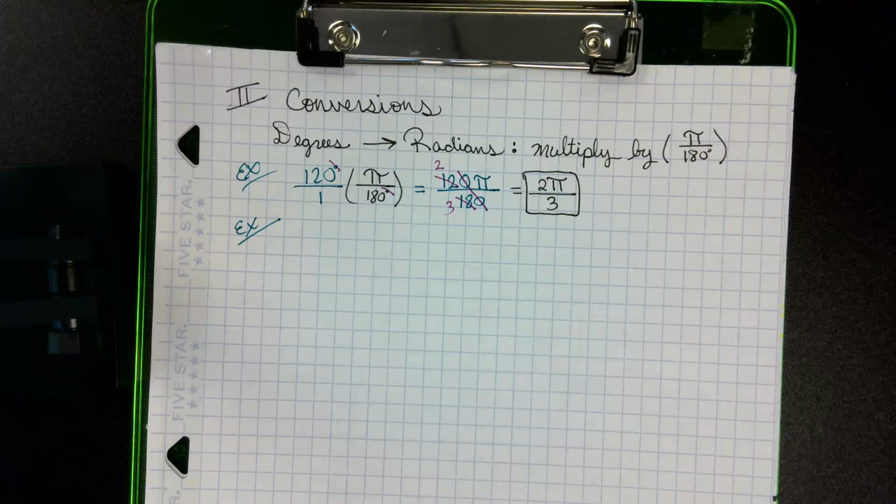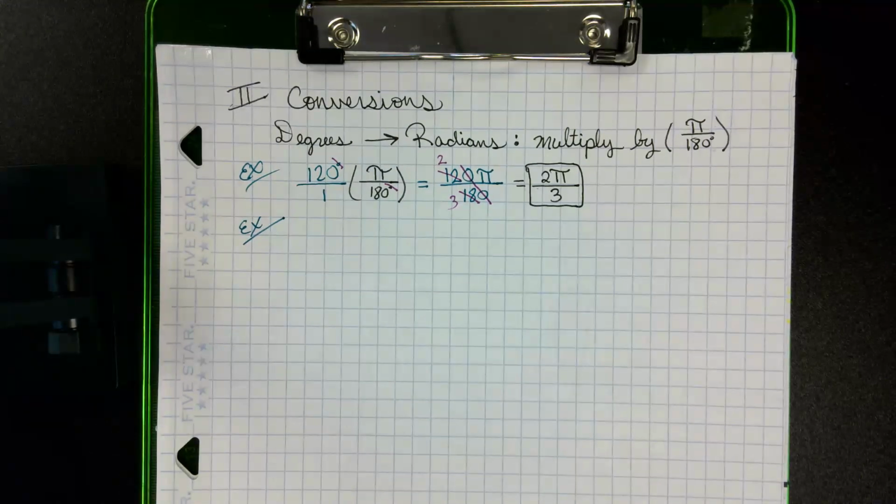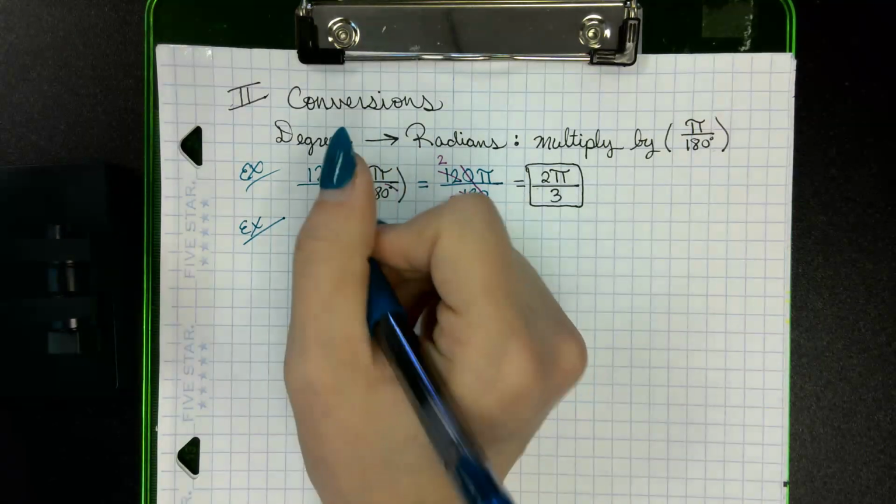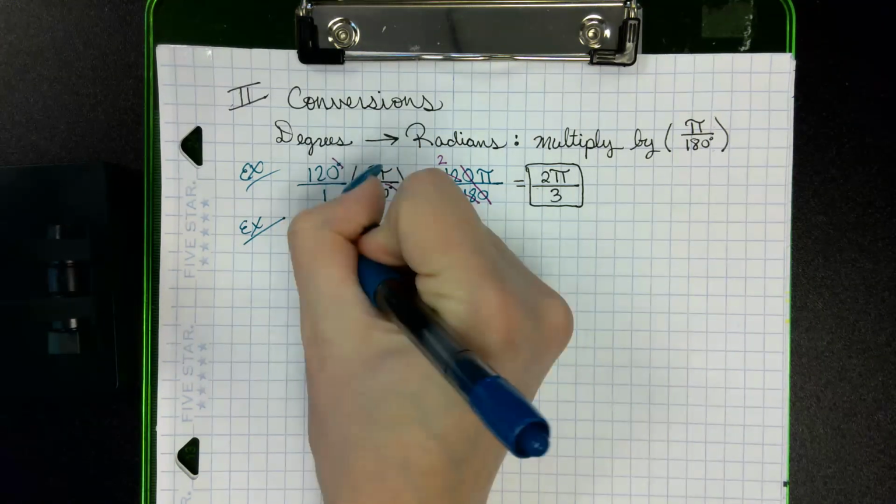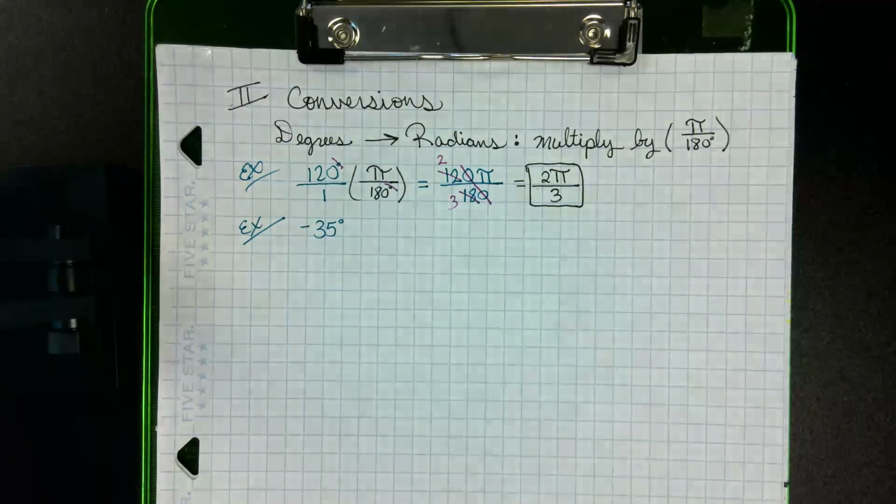All right, so I have one for you to try. I showed you how to do it. Now you try one. Negative 35 degrees. Convert that into radians. Negative 35 degrees.